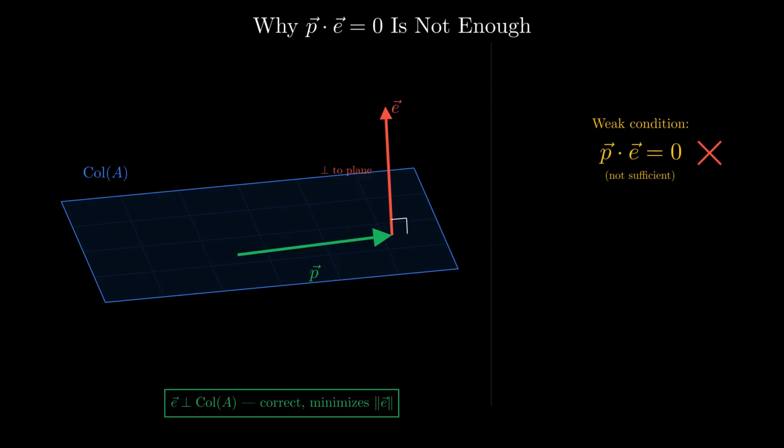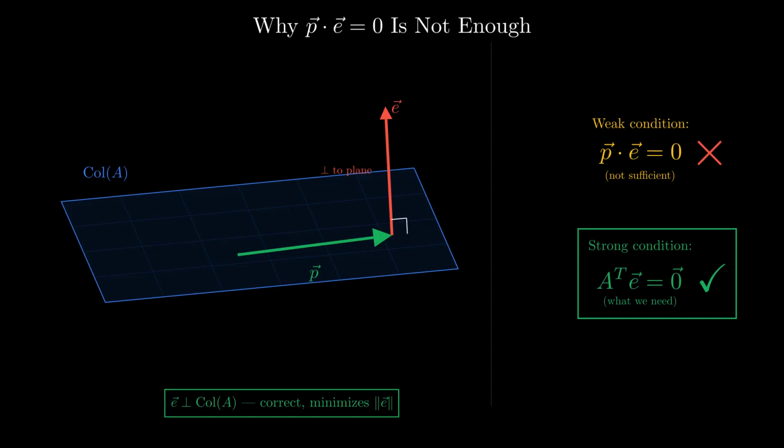The condition P dot E equals 0 is labeled as weak and not sufficient, shown in yellow. The condition A transpose times E equals 0 is labeled as strong and what we actually need, shown in green. A transpose E equals 0 means the error is perpendicular not just to P, but to every direction in the column space. That is what guarantees we have found the closest point and the shortest possible error.